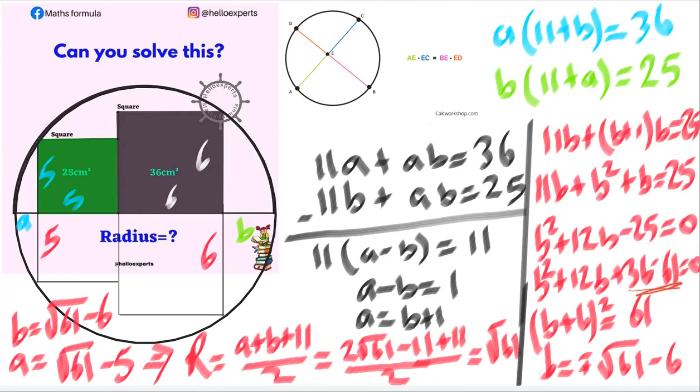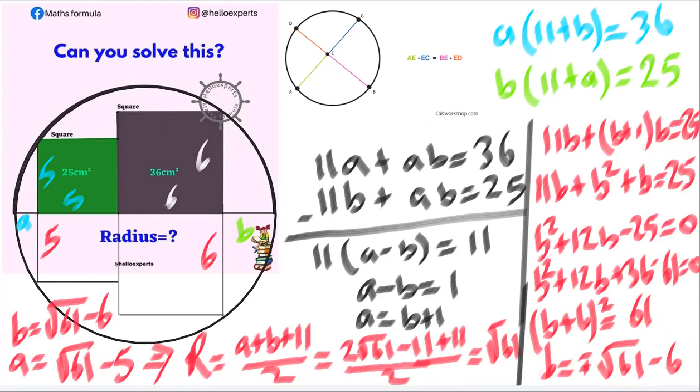I wrote this in this way. So now here we have a perfect square. (b plus 6) squared equals, and we move this 61 to the other side, 61. Now take the square root of both sides, so b equals plus or minus this one.